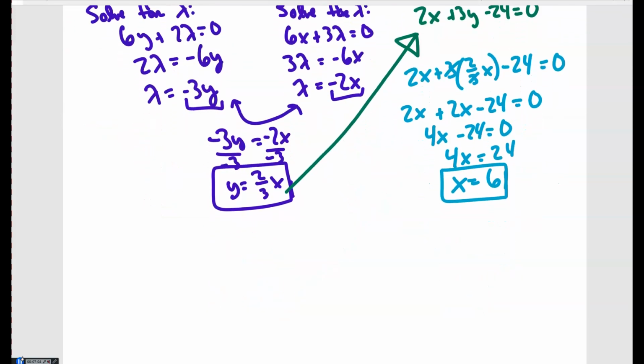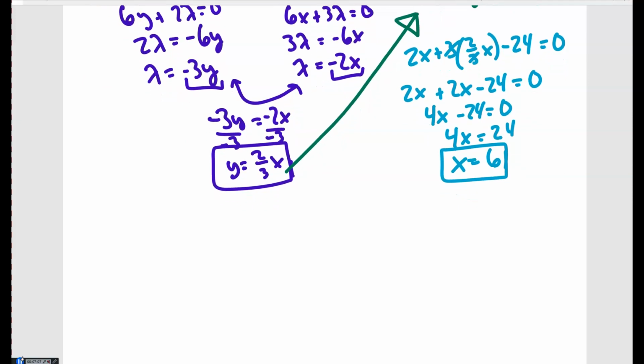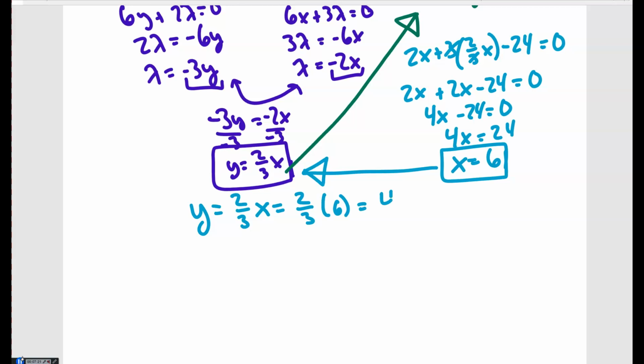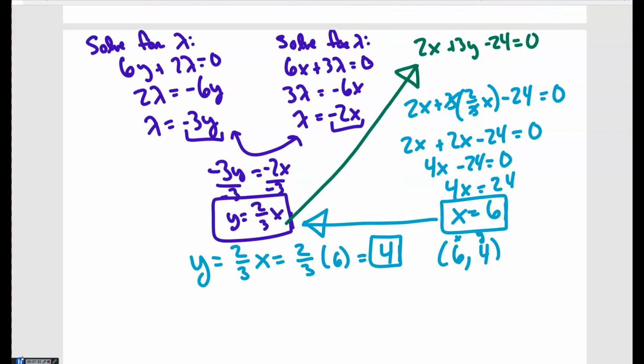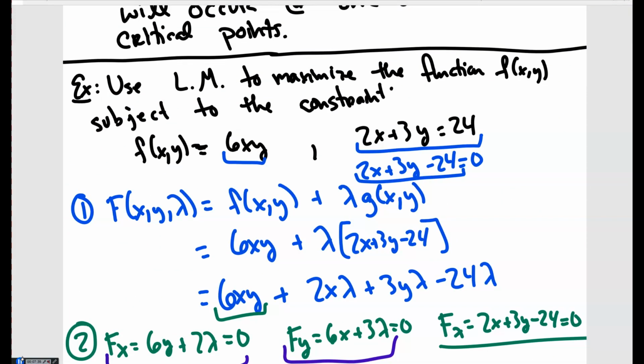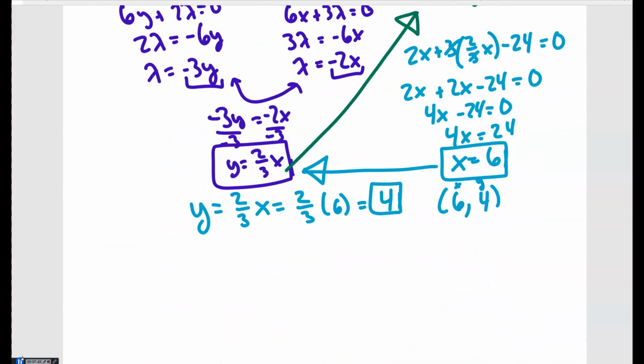All right, now that I know that x equals 6, all I got to do is figure out what y is. What would be easy would be to just plug it in here. So I'm going to have y is equal to 2/3 x. Now I'm going to plug in that 6, and what I'm going to get is 4. So my critical point in this case would be 6, 4. That's my x and that's my y. Now, because we want to look at the original function, and what we really want to do is maximize the function, we know where the maximum is going to be. It's going to be at this particular point, at 6, 4.